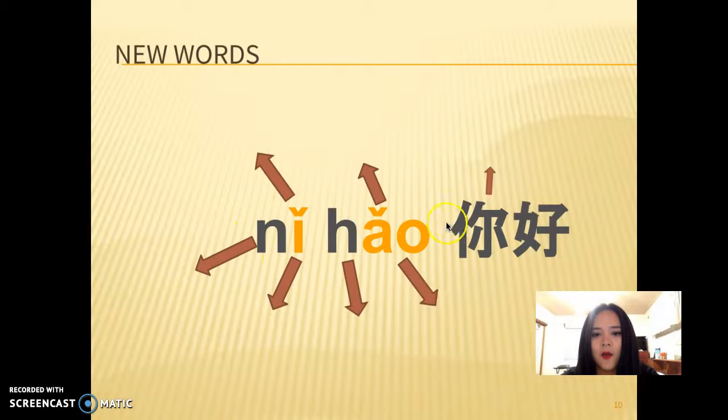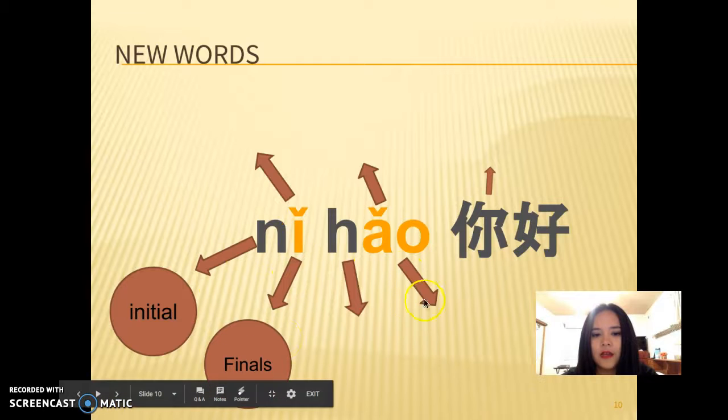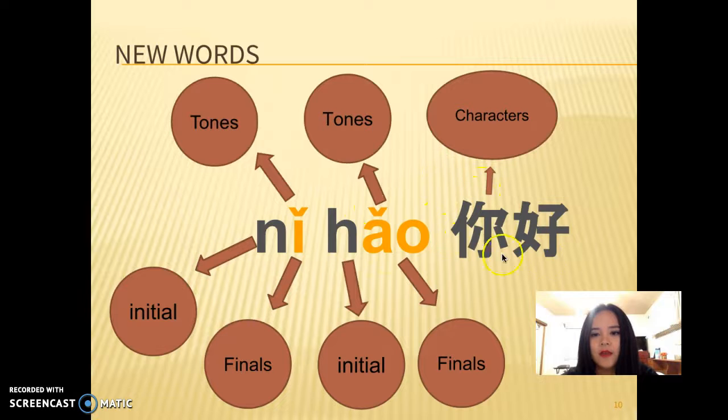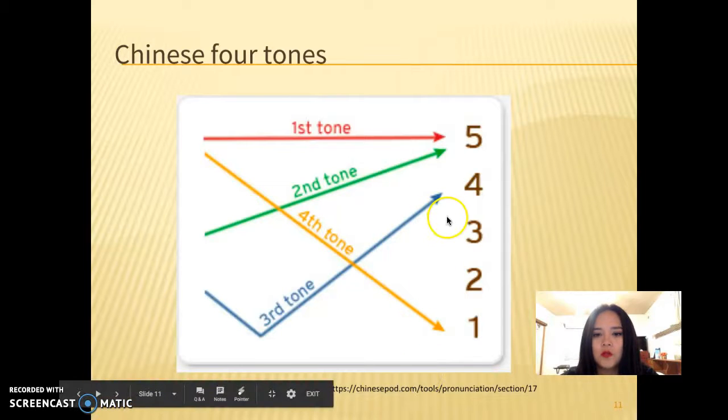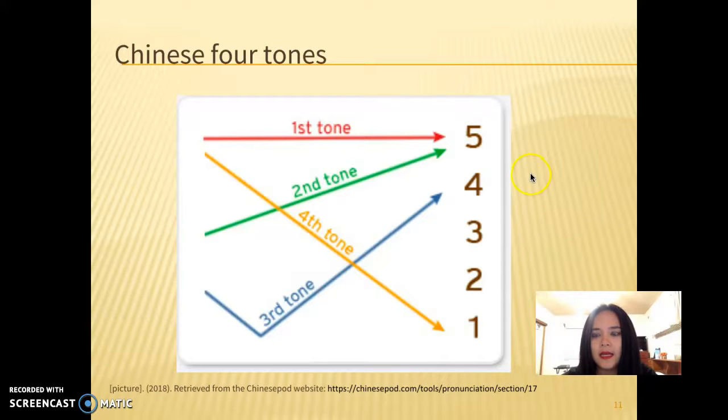Here we separate the 你好 and try to explain a little bit. The black one represents initials. The yellow one represents finals. And this little mark is tones. This is 你好. In Chinese, this pinyin, we call it pinyin, helps you to pronounce characters. In the end, you will be able to pronounce the characters without looking at pinyin. That's our goal. We have 4 tones, but theoretically we have 5. Another one is very light.